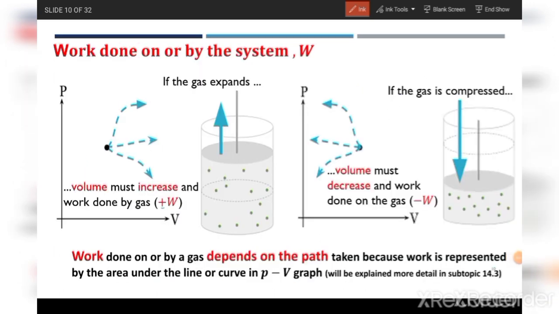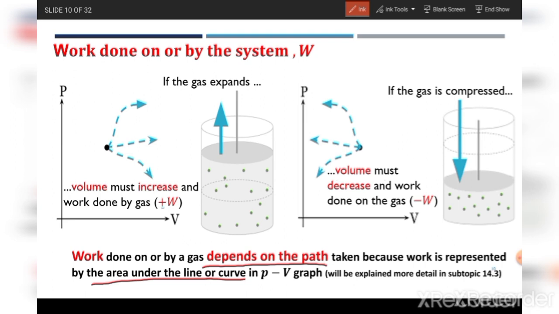Okay, so for the system, work done on or by a gas depends on the path taken. It's different from delta U. Delta U does not depend on the path taken, but the work done depends on the path taken because work done is represented by the area under the curve in the PV graph. It will be explained in more detail in subtopic 14.3.